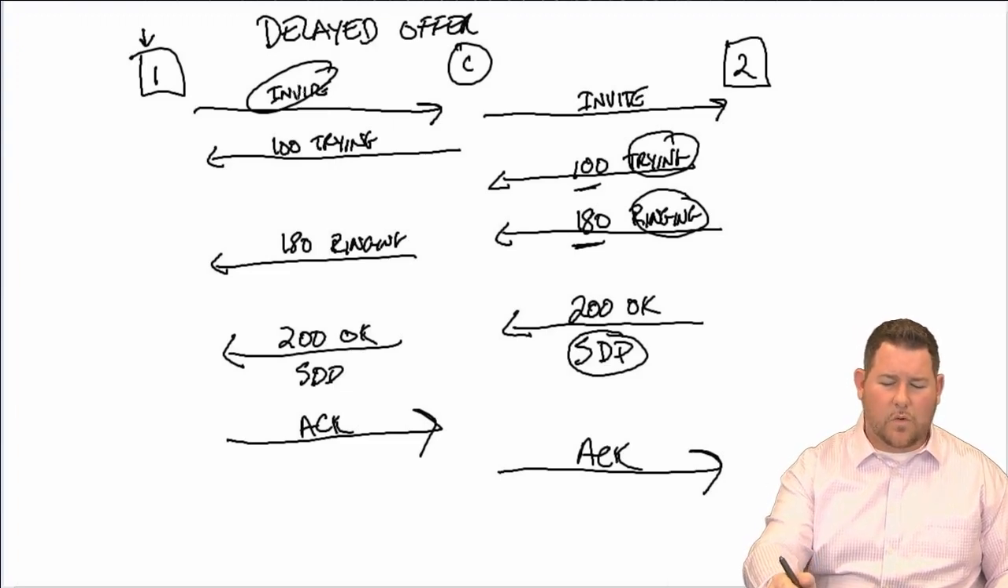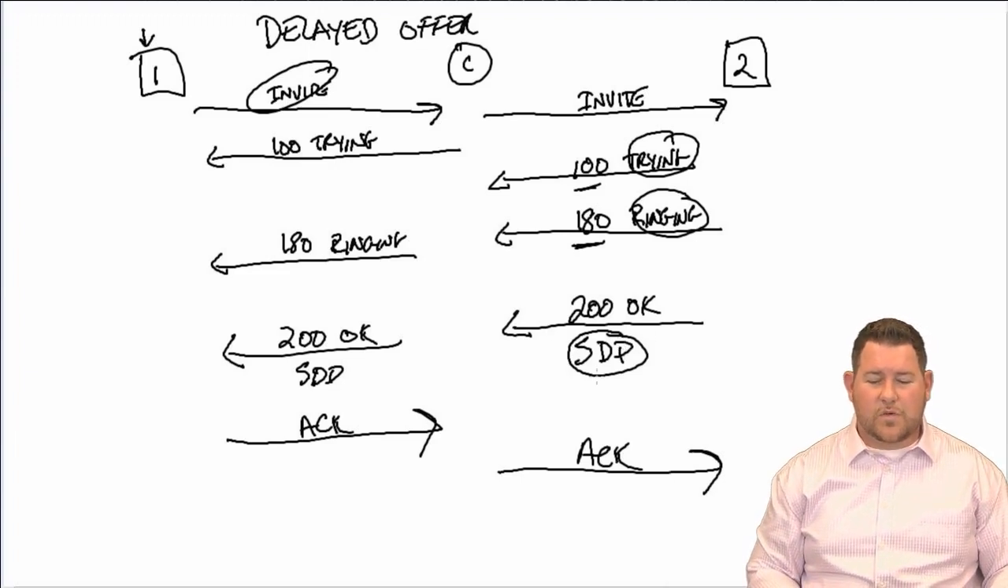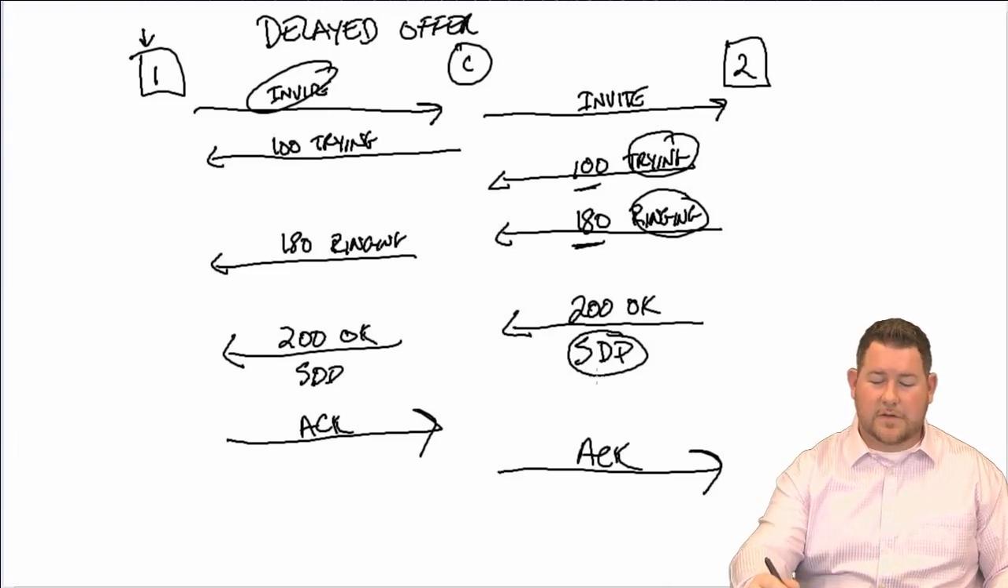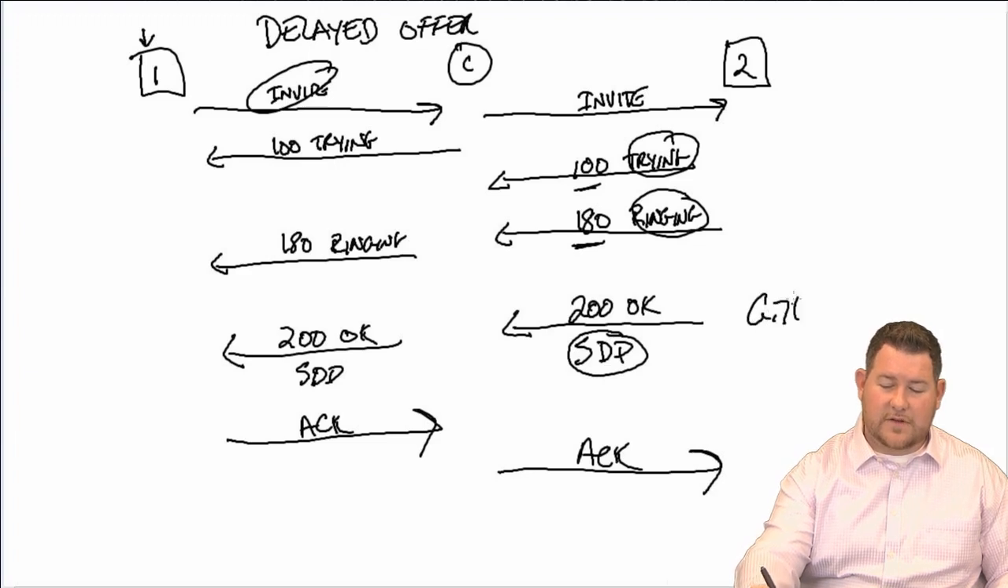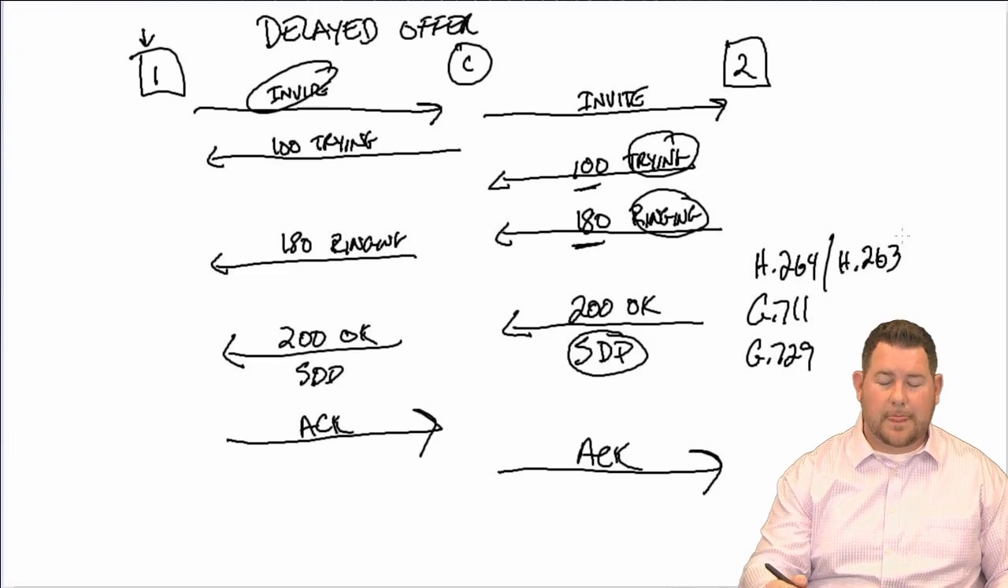But what we're really interested in here is the SDP. So when we send this SDP information, that's going to contain obviously codecs. So audio codecs like G711, G729, but also with video phones, it's going to contain codecs like H.264, H.263, whatever.